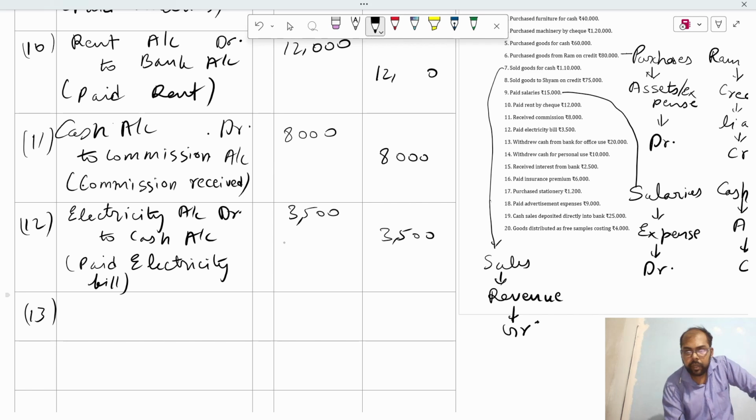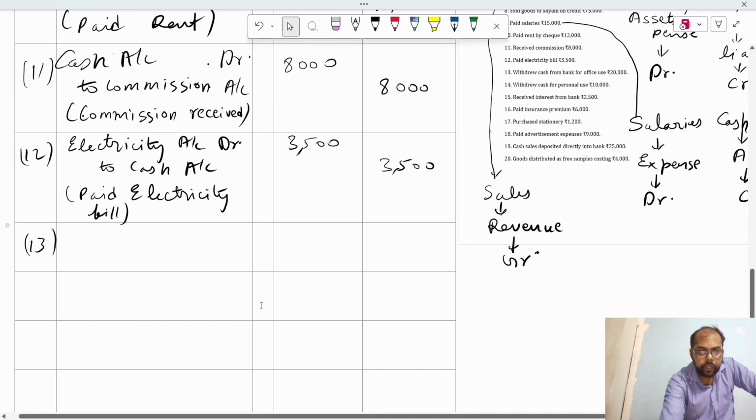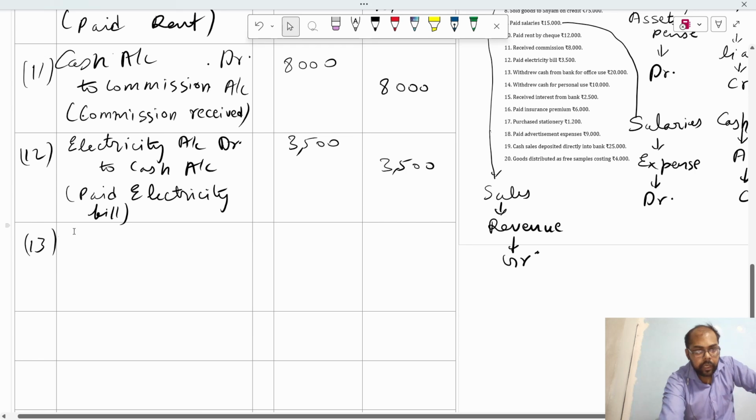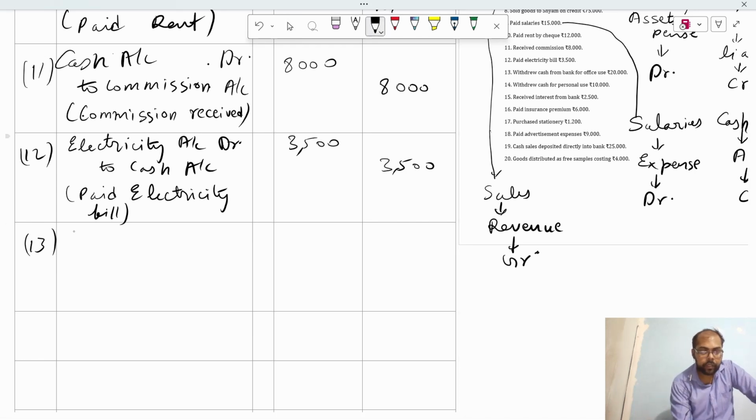13th entry says that withdrew cash from bank for office use, rupees 20,000. So there are two accounts affected again. If cash is being withdrawn from bank, cash is increasing, therefore cash account debited, but the bank balance is decreasing and bank is also an asset and decrease in asset is credited. Therefore, bank account is credited here. The amount is 20,000.